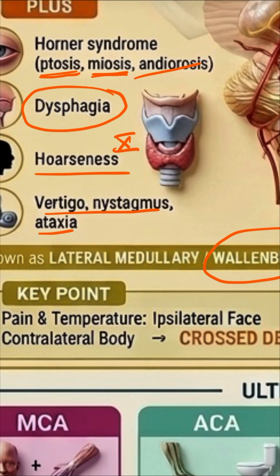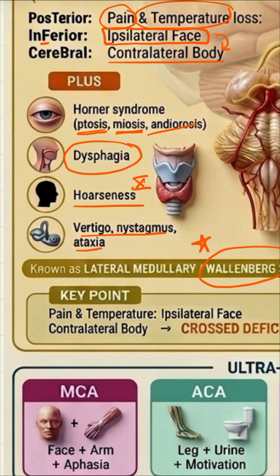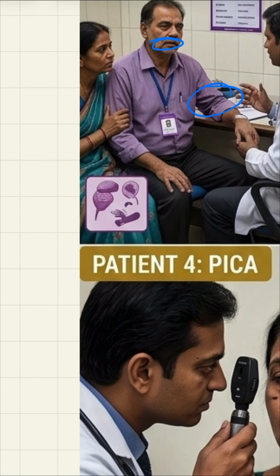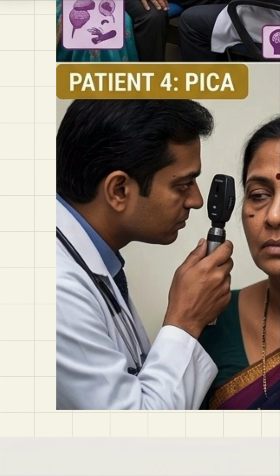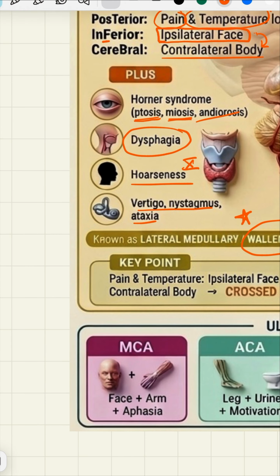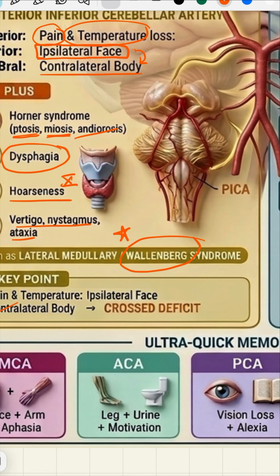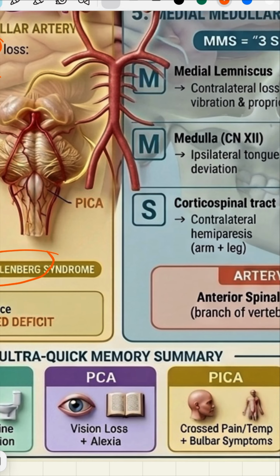Remember, Wallenberg syndrome has been asked multiple times in exams. How does a Wallenberg patient present to you? Patient usually presents with ipsilateral face, contralateral body, and signs of bulbar palsy, that is hoarseness of voice, dysphagia, vertigo, nystagmus, ataxia. Patient has got sensory involvement of ipsilateral face and crossed deficit. This is the key feature of Wallenberg syndrome.